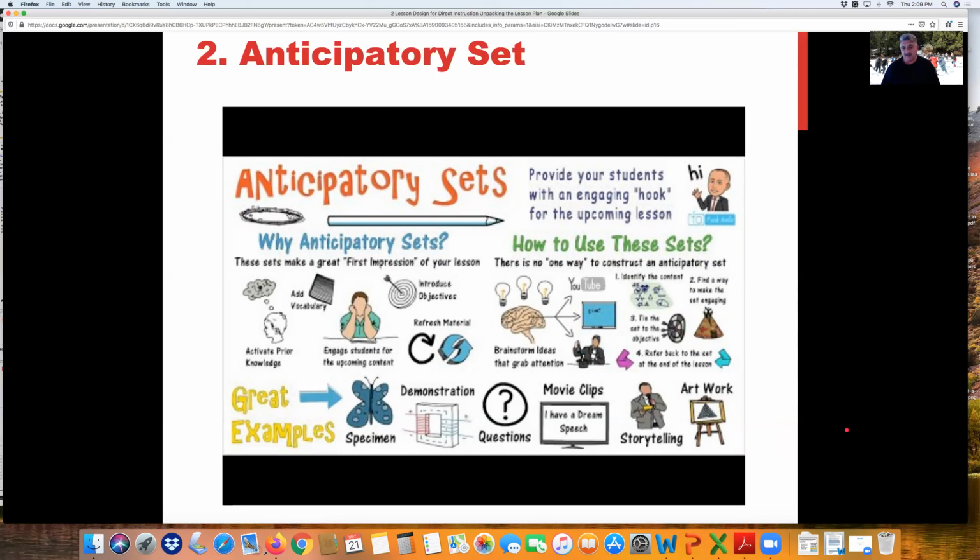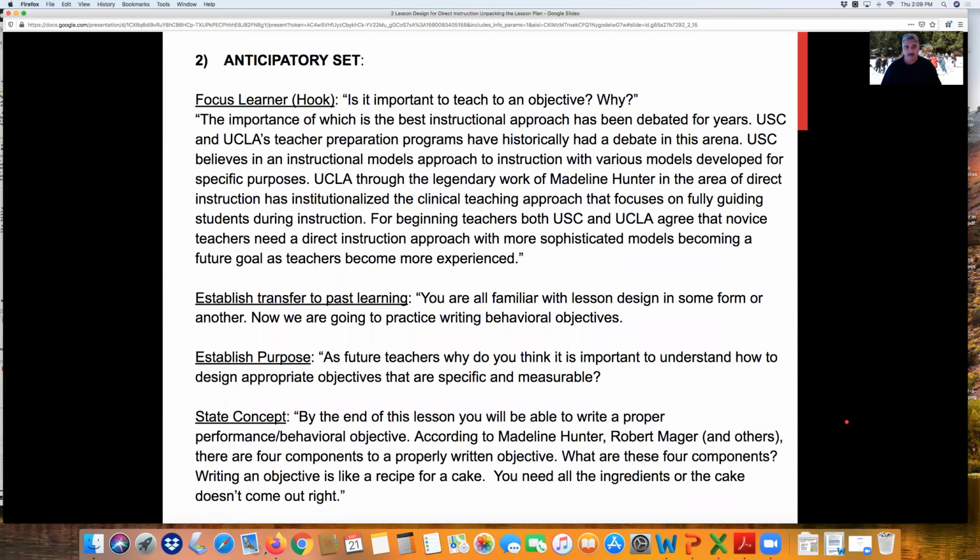You don't want to start a set with, please turn to page 28. That's not going to be as effective. There are 4 key components in any set. This is what we will be looking for in the unit.